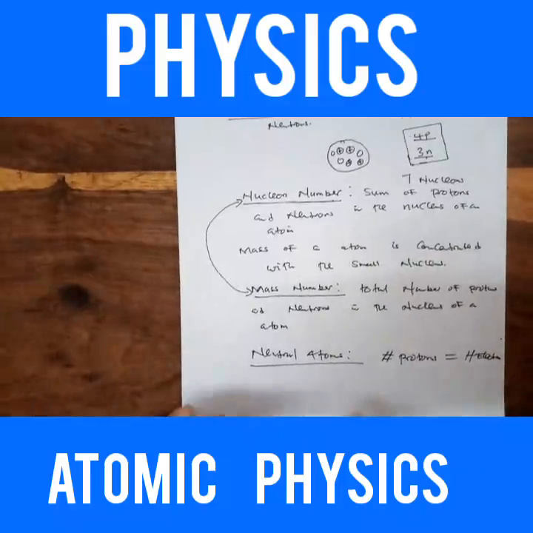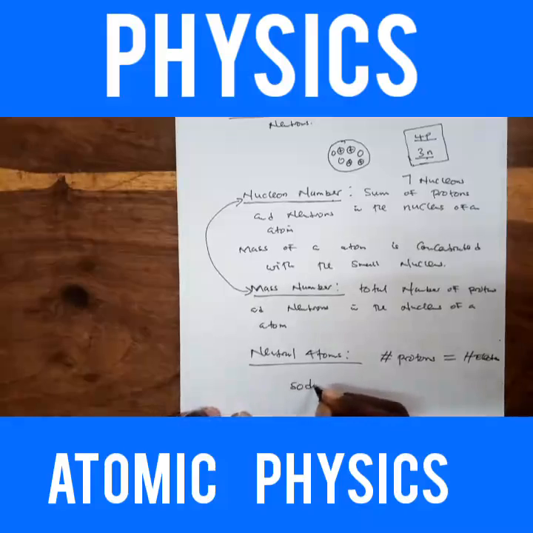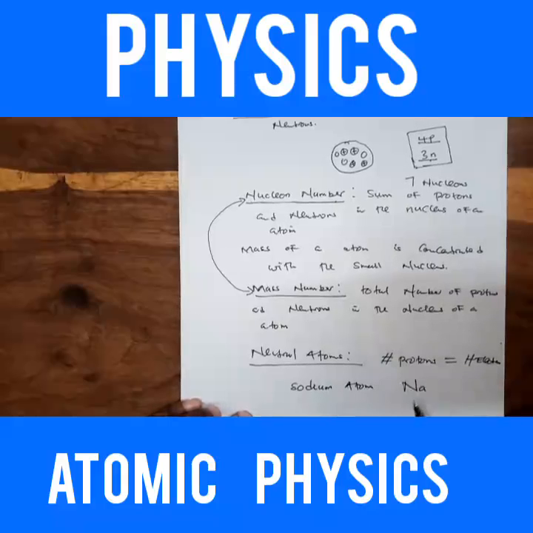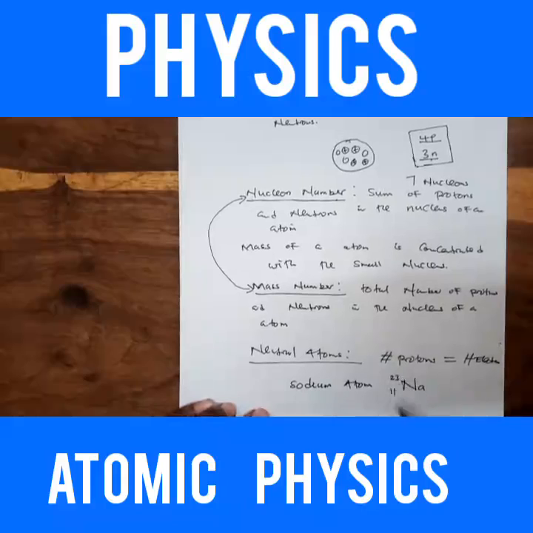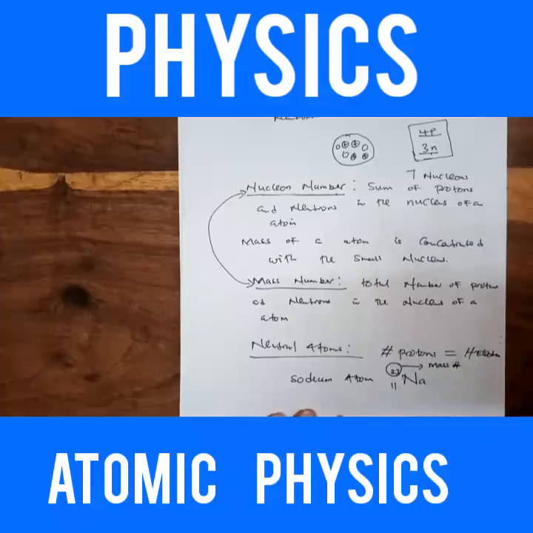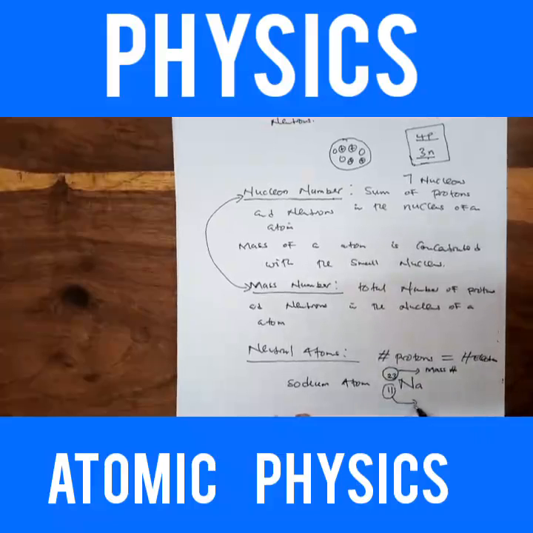So we mostly represent atoms by using chemical symbols. An example of an atom that I can represent here is the sodium atom. Sodium atom is represented by this symbol. We have 23 here, we have 11 here when you look at your periodic table. This number, which is at the top, is the mass number of an atom. This number, which is at the bottom, is the proton number.